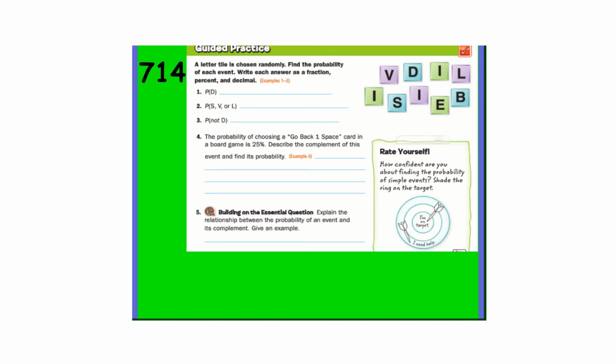Okay, the probability of a D. So we have 1, 2, 3, 4, 5, 6, 7, 8, 9 tiles. So all of these are going to be over 9. How many D's are there? 1. So that's 1/9. How many S's are there? 1. How many V's? 1. How many L's? 1. So we have 3 out of 9. And if you did number 1 and you got 1/9, then how many are not D's? 8 out of 9. And then go ahead and you should have the decimal and the percent written down for those.